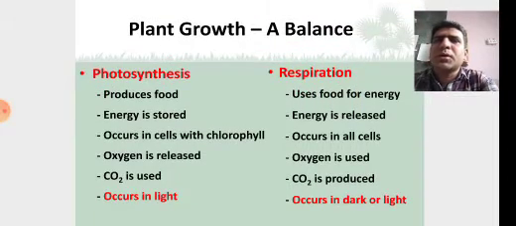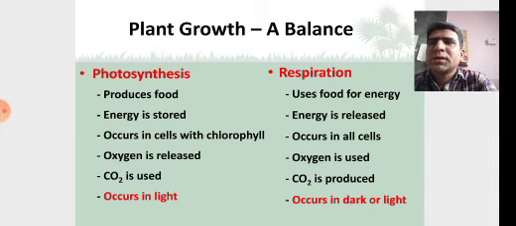Plant growth consists of a balance between the reactions taking place in the daytime and the night time. Photosynthesis, as we know, is a light reaction. It produces food and stores energy, and occurs in cells that contain chlorophyll pigments. Oxygen is released and CO2 is used. It occurs in light as the light-dependent reaction.